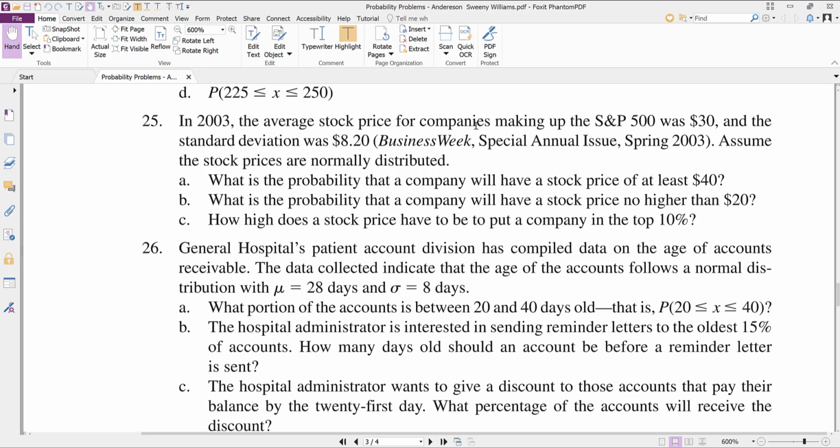In 2003, the average stock price for companies making up the S&P 500 was $30. So that is the average price, $30. And standard deviation, sigma, is 8.2. Assume stock prices are normally distributed. That gives a useful hint that you don't need to go to any other type of probability. It's a normal distribution probability. What's the probability that a company will have a stock price of at least $40? And x will be at least 40. Please note that this is not 40, this is at least 40, which means 40 and above 40.